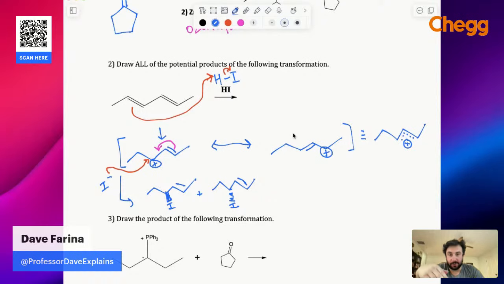But don't forget, we have another resonance structure. The iodide could just as well attack this other resonance structure. So what if it attacked that one?